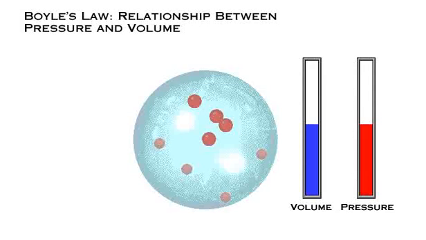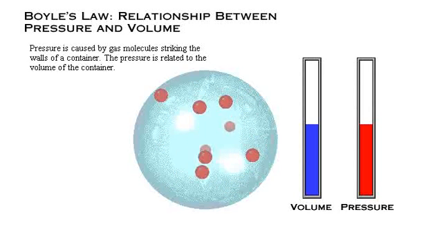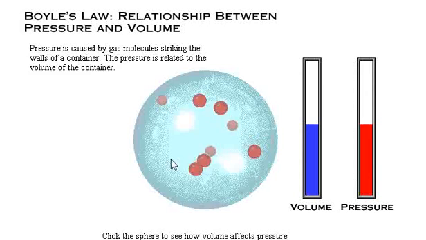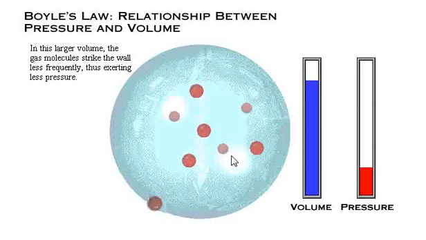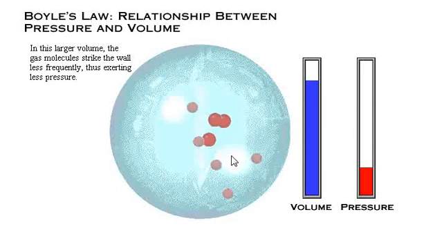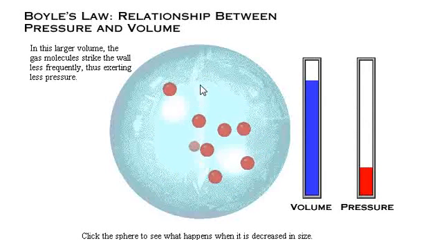In order to understand ventilation, we must first look at the relationship between pressure and volume. Pressure is caused by gas molecules striking the walls of a container. The pressure exerted by the gas molecules is related to the volume of the container. Click the sphere to see how volume affects pressure. This large sphere contains the same number of gas molecules as the original sphere. So notice that in this larger volume, the gas molecules strike the wall less frequently, thus exerting less pressure. They're not moving any slower, though. That's the key. Click the sphere to see what happens when it is decreased in size.